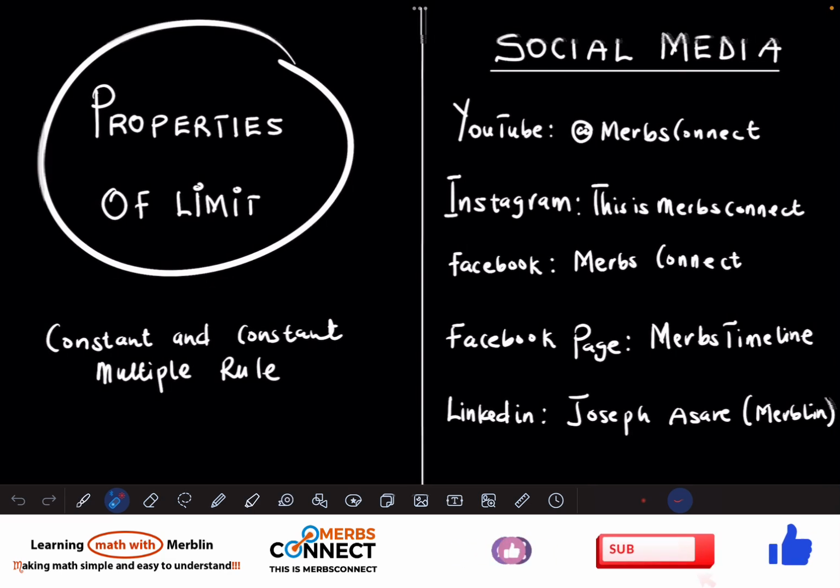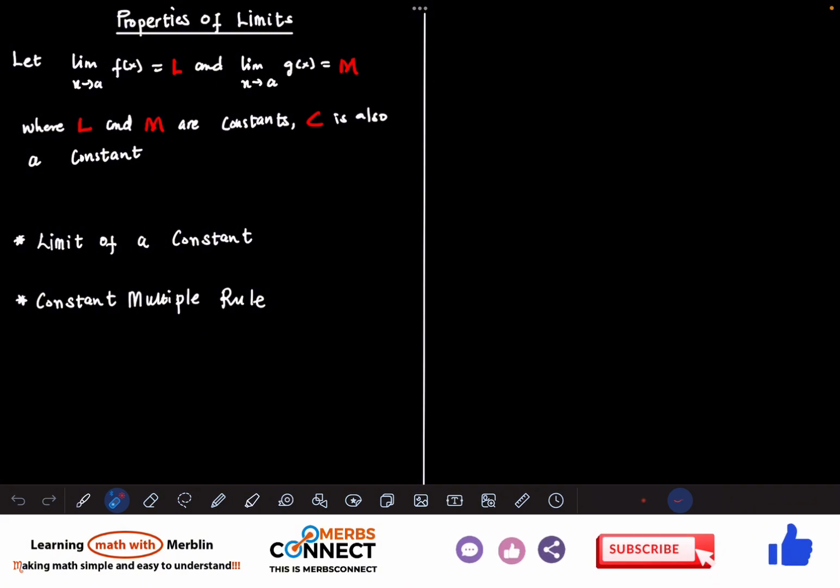Let's jump right in. Let's assume that we have the limit as x is approaching a of f of x, which is equal to L, and the limit of g of x, which is equal to M, where L and M are constants, and c is also a constant. Now we want to look at the limit of a constant, and we are also going to talk about the constant multiple rule. So let's start with the limit of a constant.